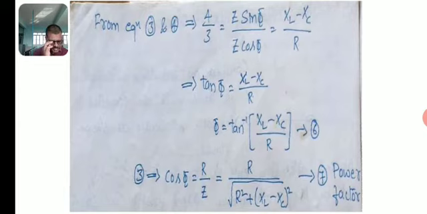We know from equation 3 that Z cos phi is equal to R, so cos phi is equal to R by Z, which is equal to R by the root of R squared plus (XL minus XC) whole squared. Let this be equation number 7, the expression for power factor.